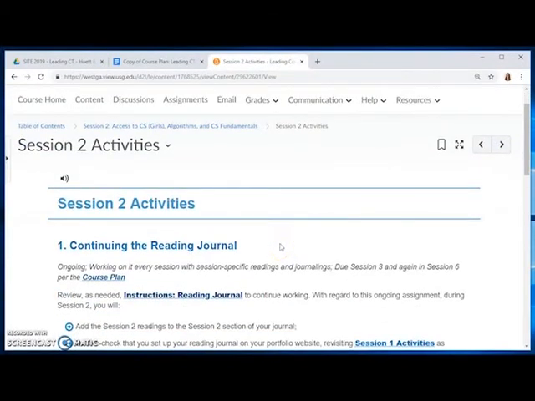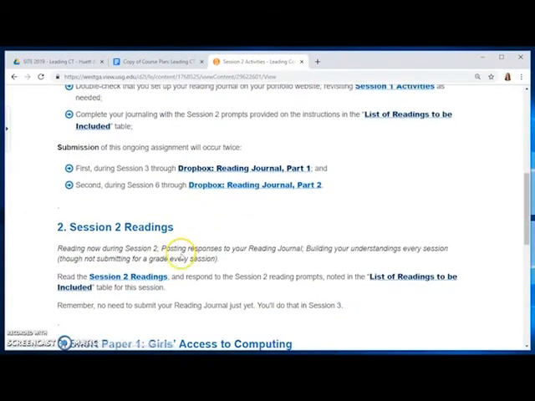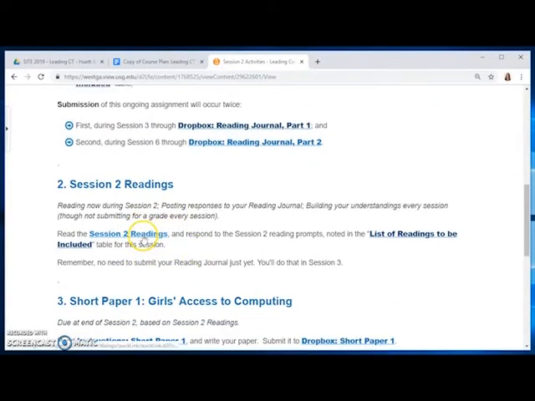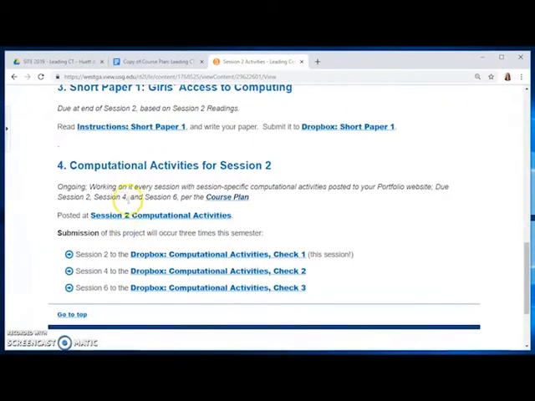Then I give them an overview of their session 2 activities. In this case, they're continuing to work on their reading journal. They have session 2 readings on the next page. We can look at those in a second. They have a short paper in this session. They've got instructions, and then they submit it to a Dropbox. And then they've got computational activities, which I want them to submit in 3 batches.